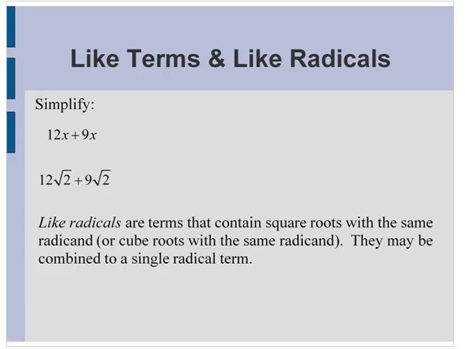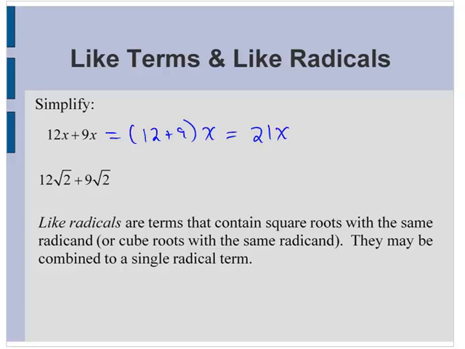Earlier in the course we discussed this concept of like terms. For example, 12x plus 9x are like terms, and we learned that we could simplify the expression 12x plus 9x through the use of the distributive property. Basically what we said is we could write that as 12 plus 9 times x, which simplifies to 21x.